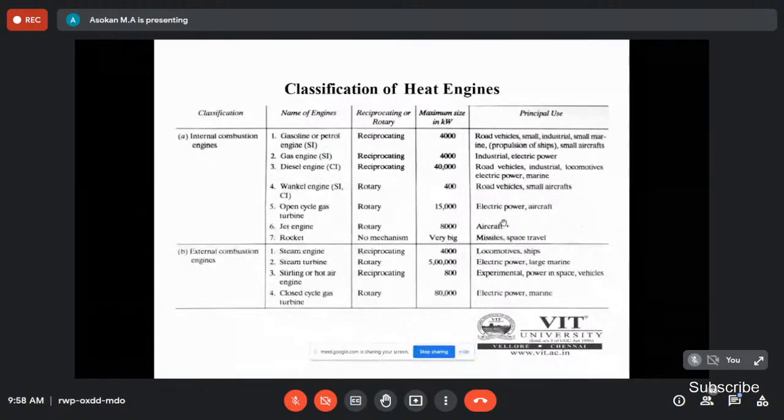Now the external combustion engines. The steam engine has a capacity of 4,000 kilowatt and is used for locomotives and ships. The steam turbine is a rotary type. The capacity is 5 lakh kilowatt, and it is mainly used in electrical power generation and large marine ships.